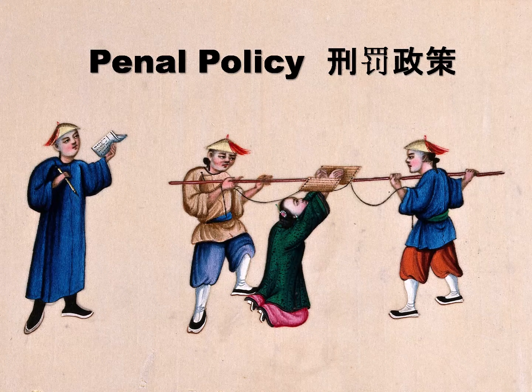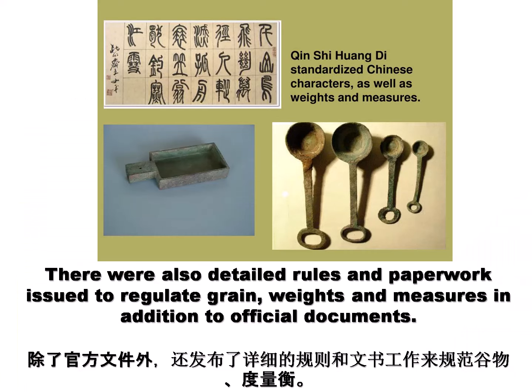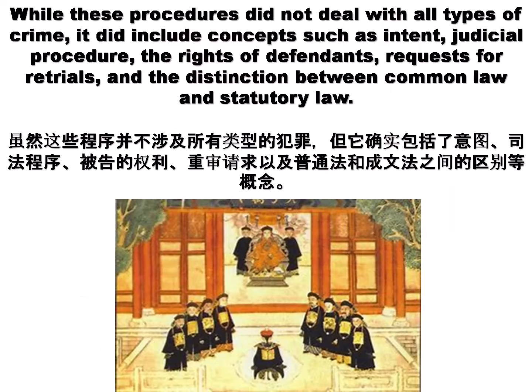Penal policy. The Qin had a set of legal procedures to punish wrongdoing, particularly theft. There were also detailed rules and paperwork issued to regulate grain, weights and measures, in addition to official documents. While these procedures did not deal with all types of crime, they did include concepts such as intent, judicial procedure, the rights of defendants, requests for retrials, and the distinction between common law and statutory law.